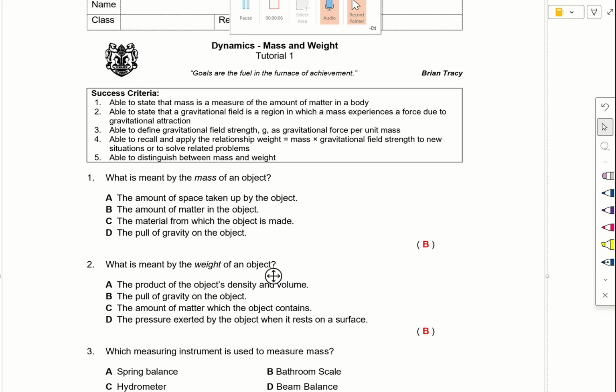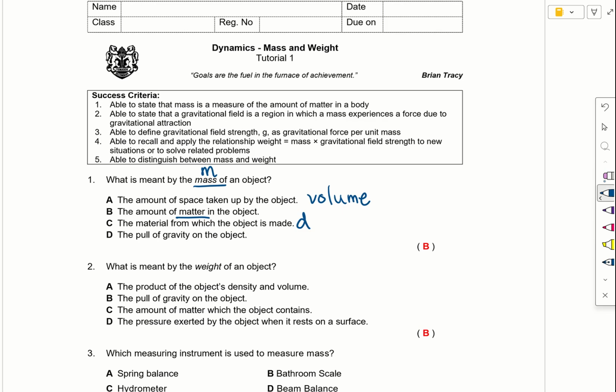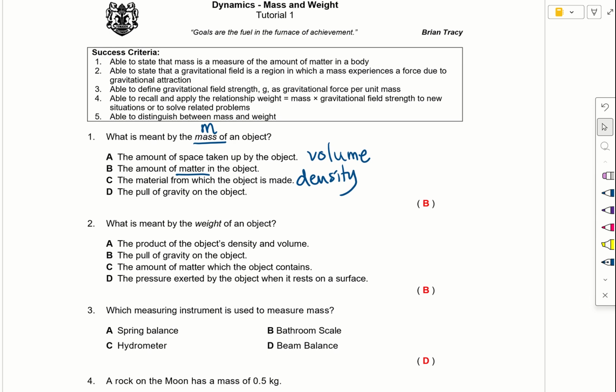Okay, question 1, what is meant by the mass of an object? It is actually the amount of matter in the object. The amount of space taken up is actually volume. The material from which the object is made is just the material, so maybe the density is the same for a certain object if it's made of that material. The pull of gravity on the object is actually the weight. So this is actually the definition for mass.